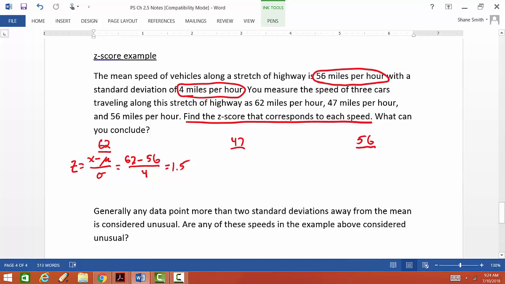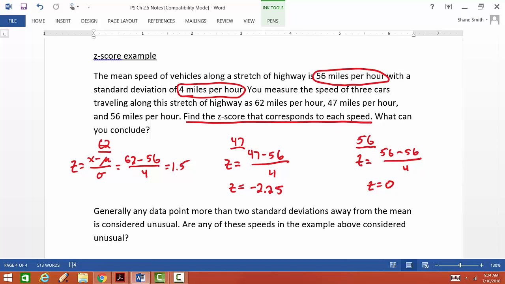So hopefully you found the z-score for 47 and 56 miles per hour. The z-score for 47 miles per hour is going to be 47 minus 56 over 4. And this z-score is negative 2.25, so that's going to be a really slow car. And then the z-score for 56 miles per hour, and really you don't even need to use the formula because 56 is the mean. So your numerator is going to be 0, so your z-score is just 0 because you're not away from the mean at all.